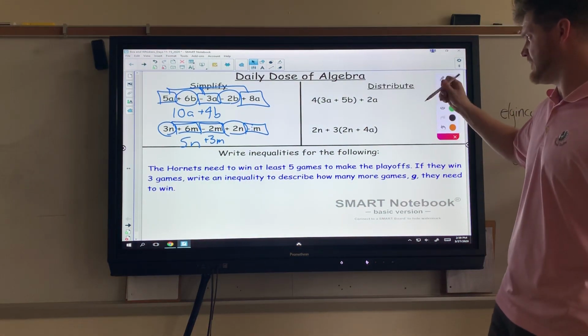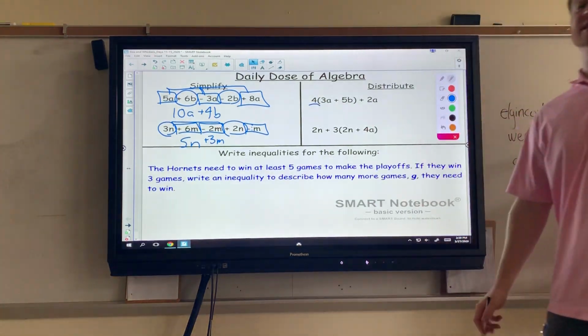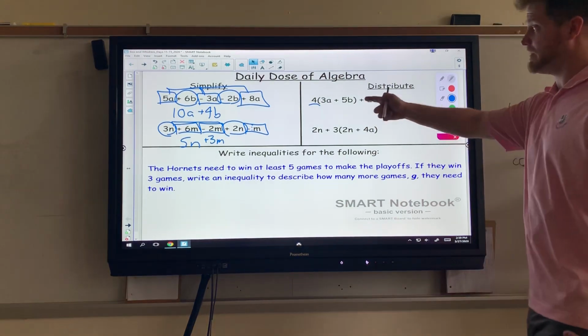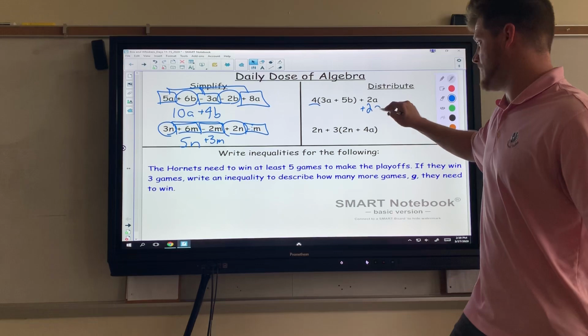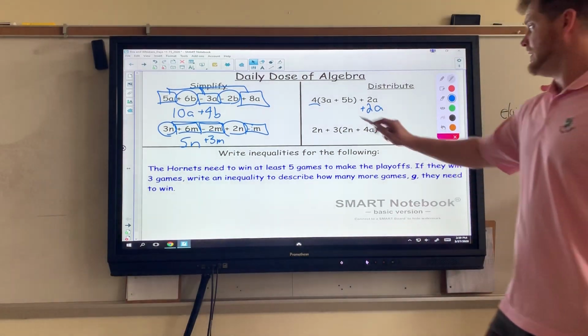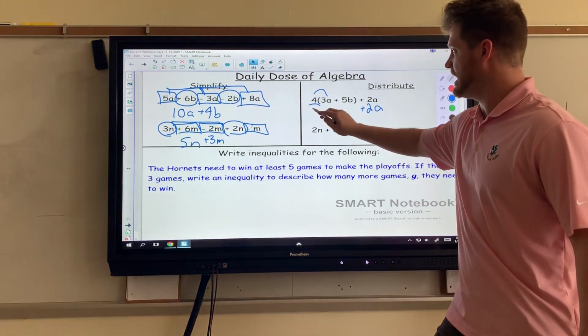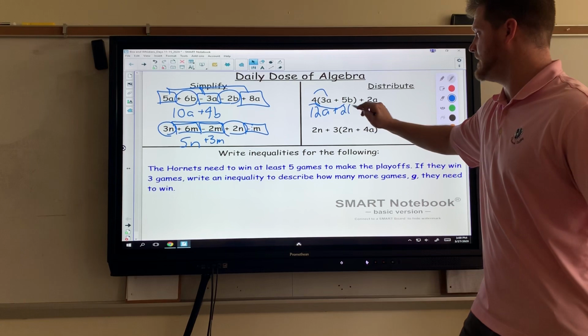Now, one step further, distribution. Remember, the number directly outside the parentheses gets multiplied by everything on the inside. In this case, this 2a is separated by a plus sign, so we can't do anything with that quite yet, I should say. So drop it down, we'll do that later. 4 is going to get multiplied by everything on the inside. So we have 4 times 3a is 12a. And then 4 times 5b is 20b.